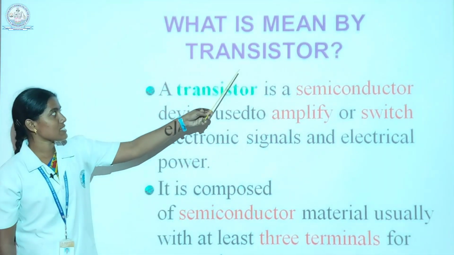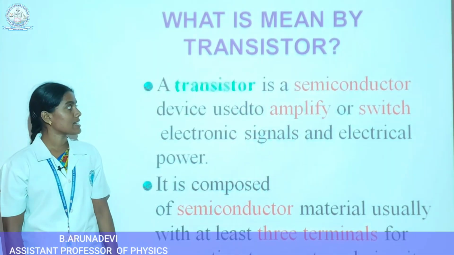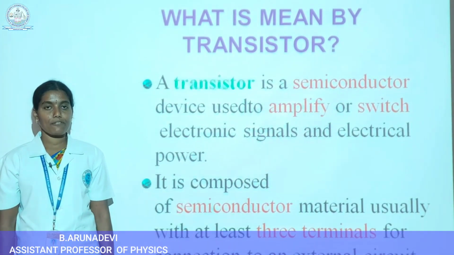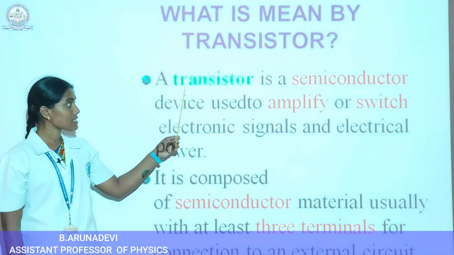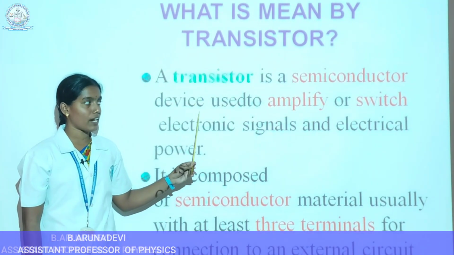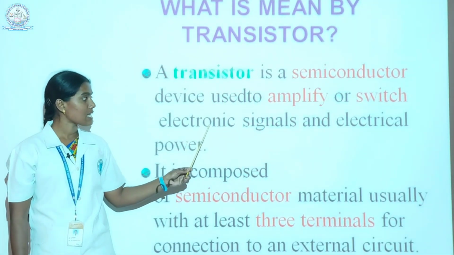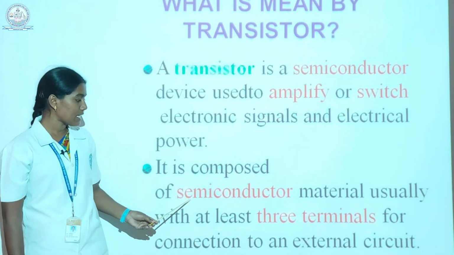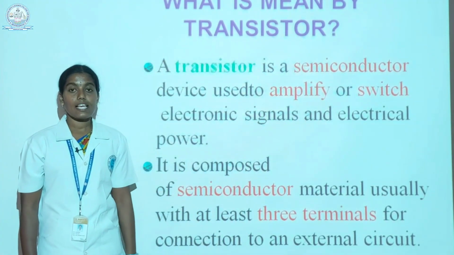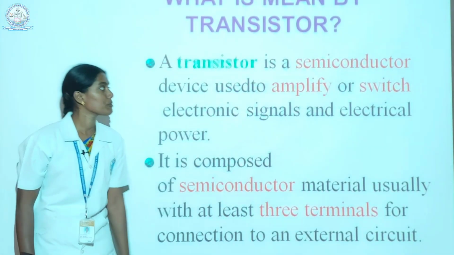What is meant by a transistor? A transistor is used to transfer resistance and for voltage amplification from a low range to a high range in the electric circuit. A transistor is made up of a semiconductor device. It is used to amplify or switch electric signals and electric power. A transistor is composed of three semiconductor materials. It has three terminals. The terminals are used to connect the external circuit.